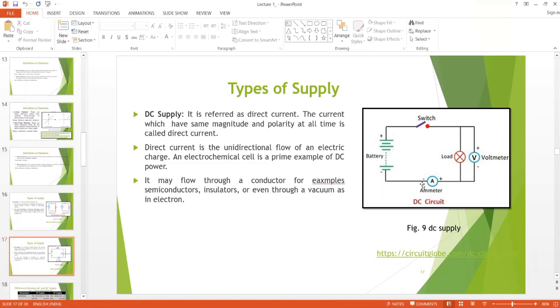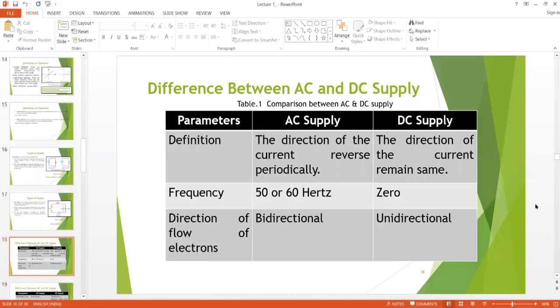When I show the battery here, you can see it has an even number of plates. That is very important. The battery or source will always have an even number of plates, never an odd number. An odd number of plates can represent earthing. So you have to be very clear about what kind of source I'm talking about. In this circuit, you can have a meter, switch, load, and voltmeter. The difference between AC and DC supply you know very well: the direction of current reverses periodically, and it has the same frequency, 50 or 60 hertz. It can be 48 hertz also, depending on the country you live in.